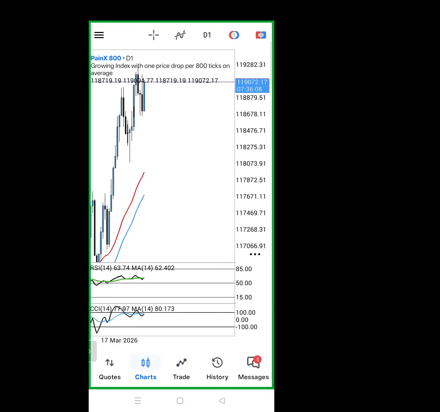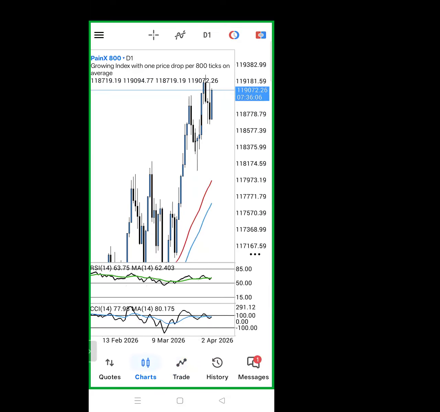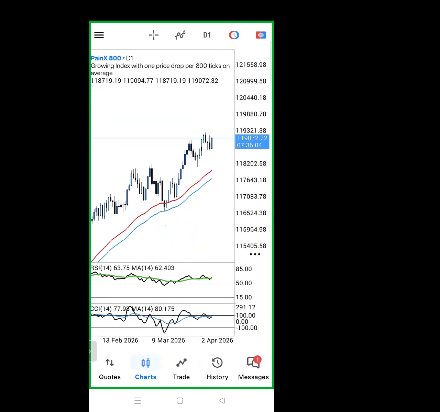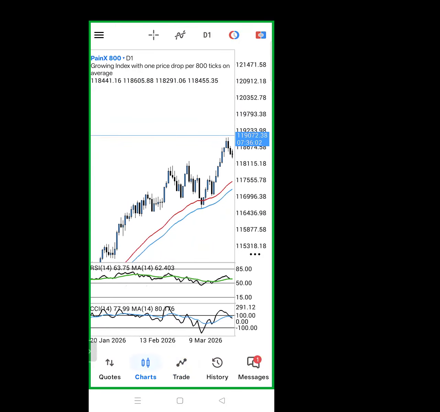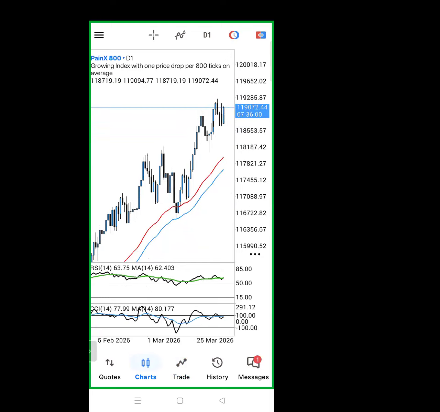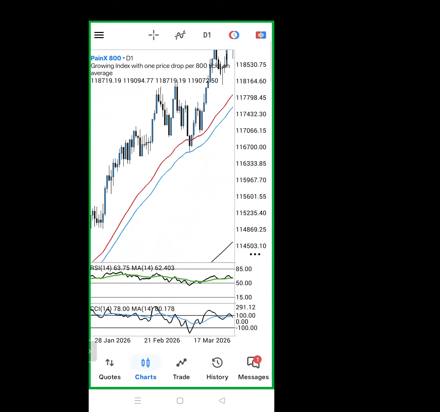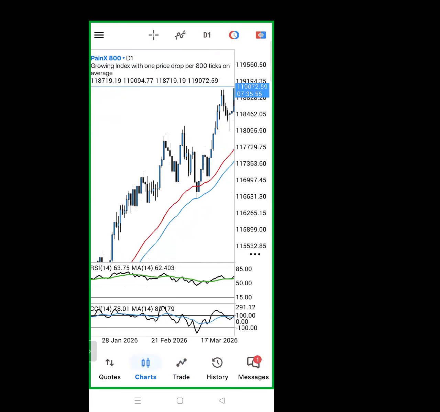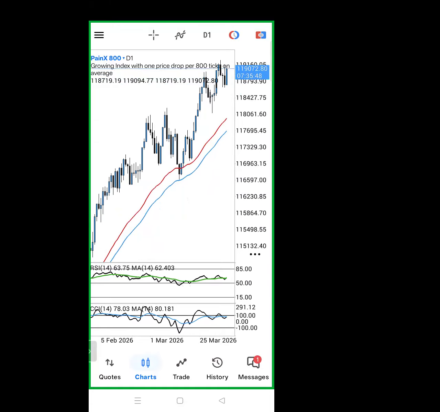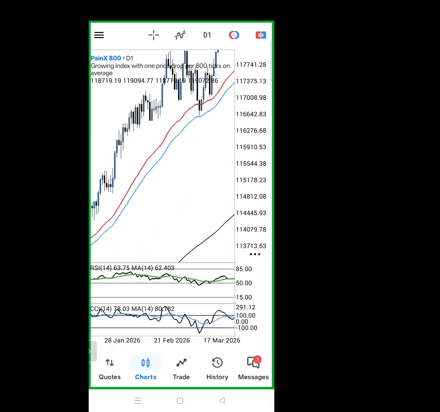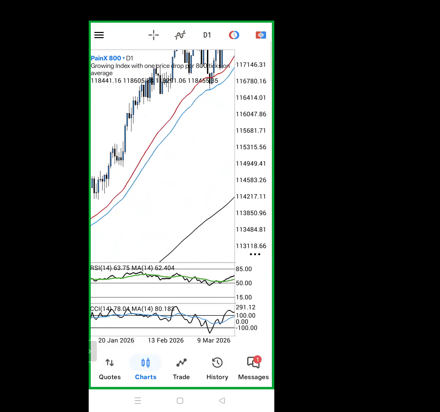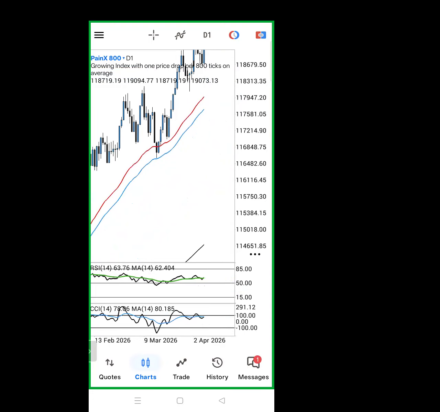So you see this setup? First of all, I'm going to show us how I set this up. How many indicators are here? On the main window, I have three indicators: the 200 moving average, the 50, and also the 20. So I'm going to show you how I set it up.